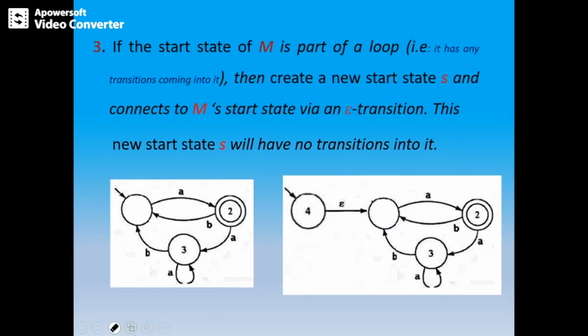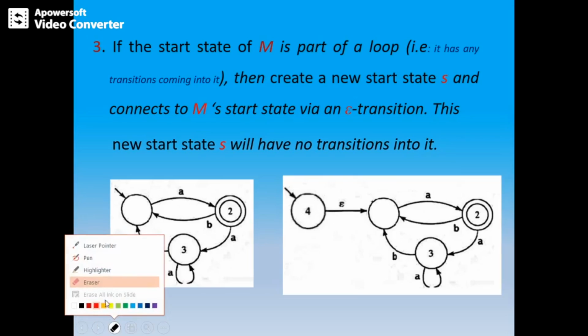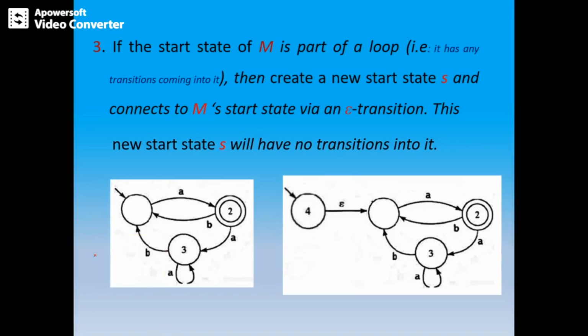So earlier let us name these as 1, 2 and 3. Let me create a new start state called 4, and then connect it to the earlier start state with an epsilon. So now you can check that 4 has no transition coming into it. Okay, so this is about the third step. These are the steps you have to check one after the other.